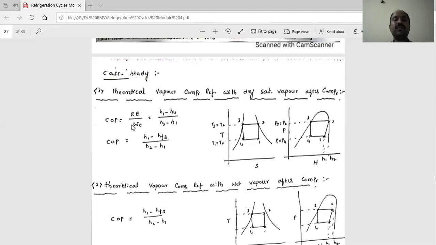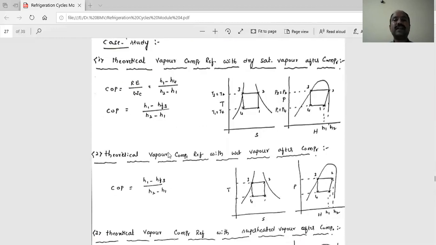Then COP is equal to the refrigeration effect, the heat absorption in the lower region, H1 minus H4 divided by H2 minus H1. H4 is also equal to HF3, the saturated liquid, so COP is H1 minus HF3 divided by H2 minus H1. This is the first case study. After dry saturated means it is exactly at point 2, exactly on the curve.